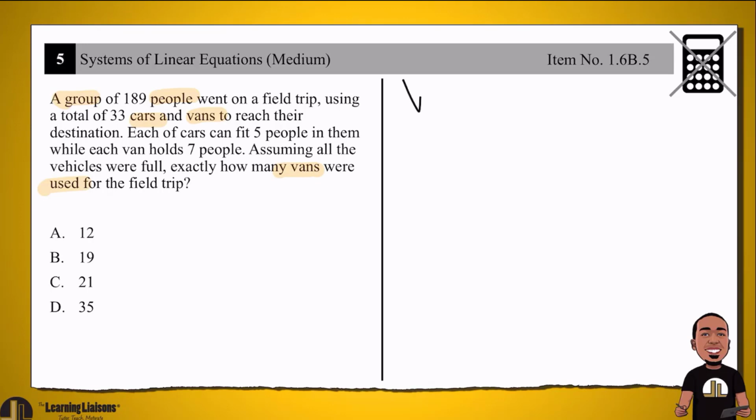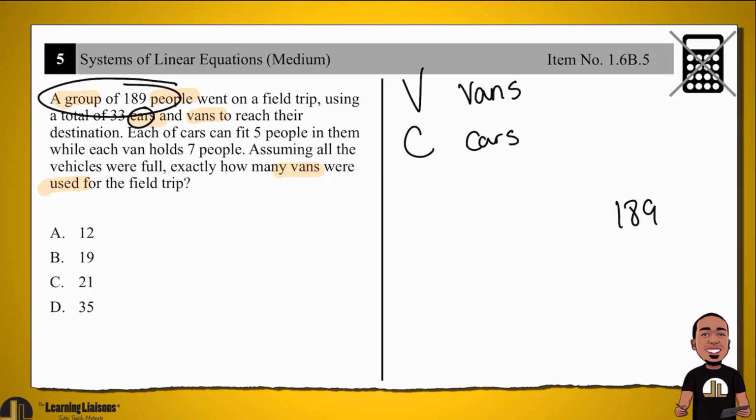So we want to use V for vans. And I also noticed that we're talking about cars as well, so C, cars. Now let's go ahead and talk about this. So total of 189 people. And how many vehicles were used? Well, 33 vehicles total were used. And I'll just erase this so we can see it better. 33 total vehicles.